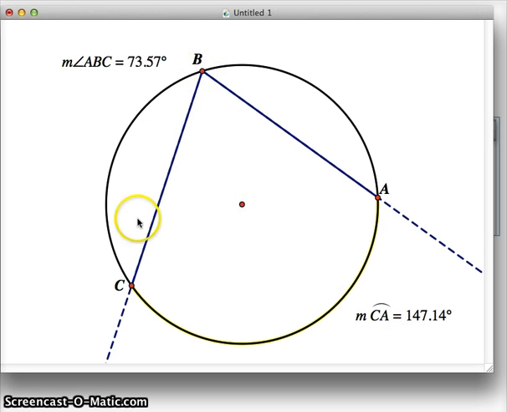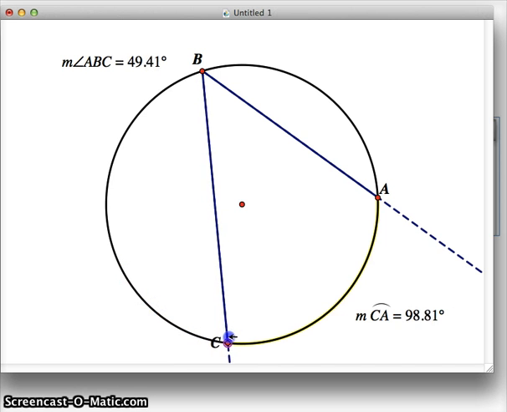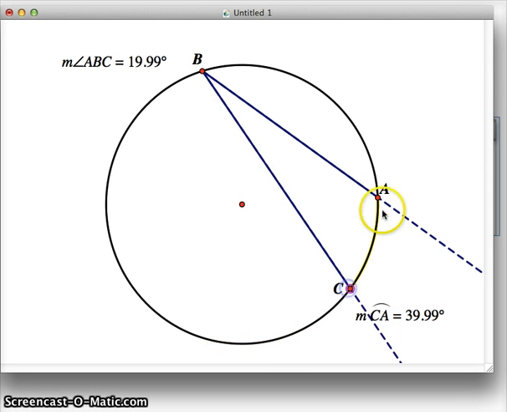And what's kind of interesting is, so let me make this angle smaller. Make the arc more like 100 degrees. I've got 100 degrees of arc now. I've got about 50 degrees of angle. And this arc is always going to be double this angle. So this is about 40 now, and this is about 20.